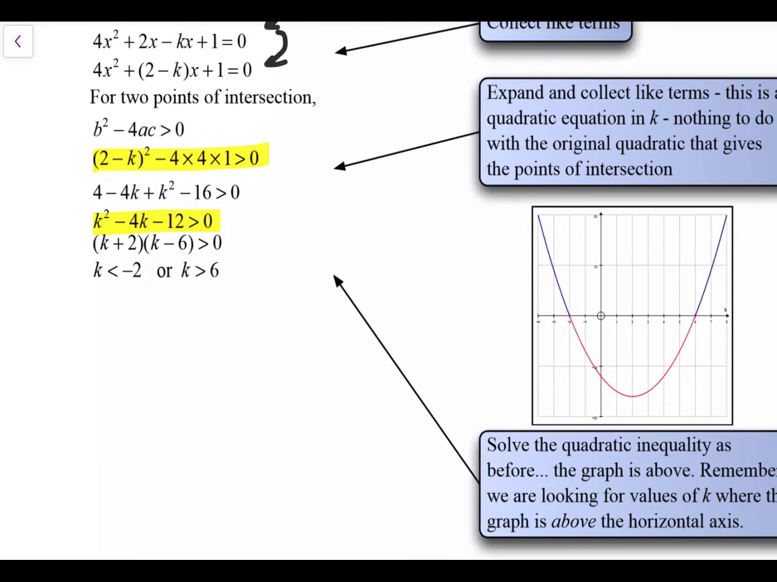Here's the little graph here. And we want to know when is it greater than 0. So we're looking for the parts of the graph that are above the x-axis there. We can see from the graph that the values less than -2 will be above the axis, and greater than 6 will be above the x-axis. So they're the values of k that we're looking for in this question.